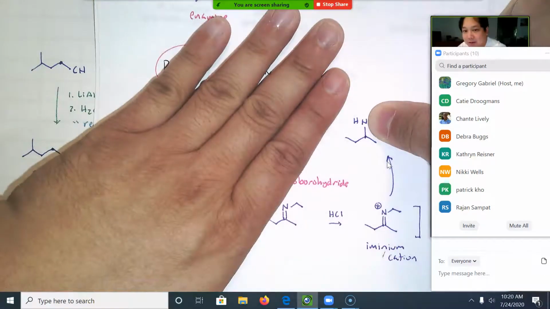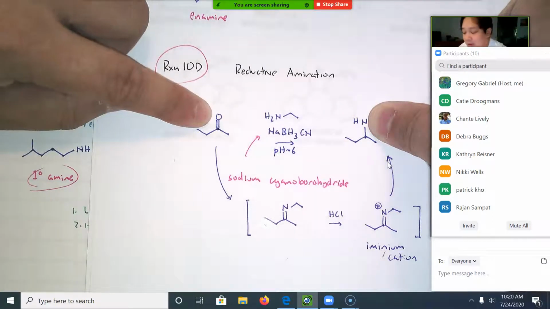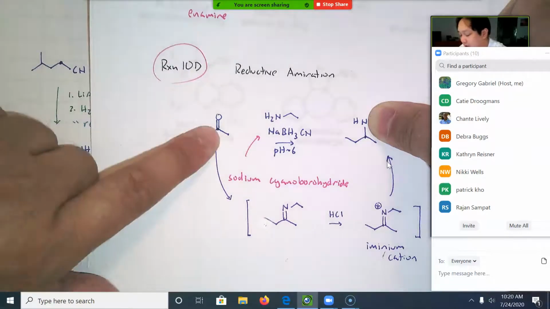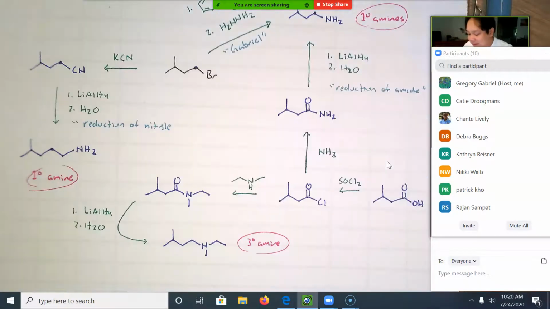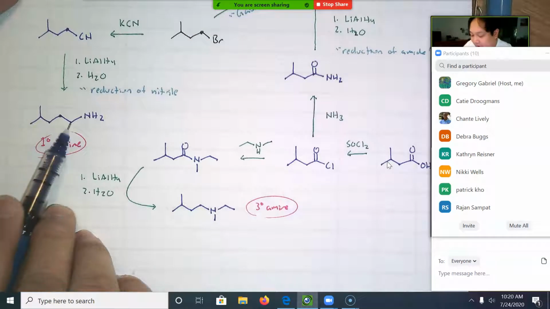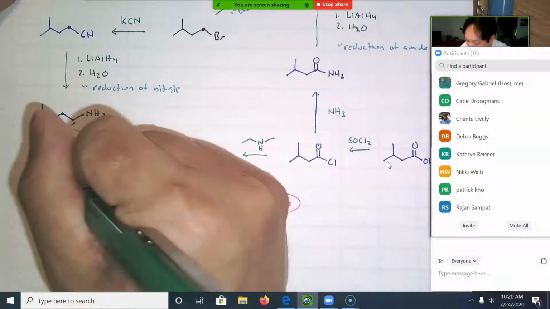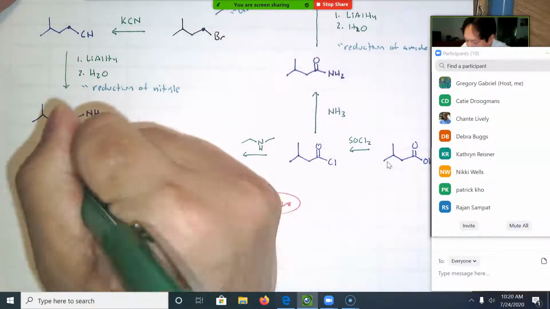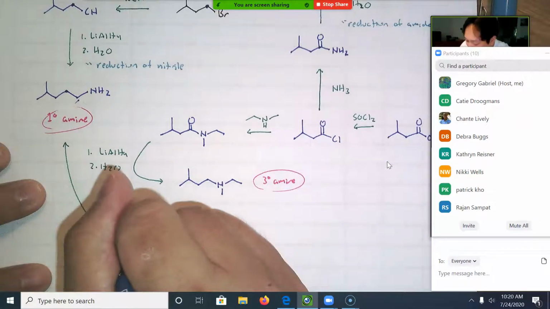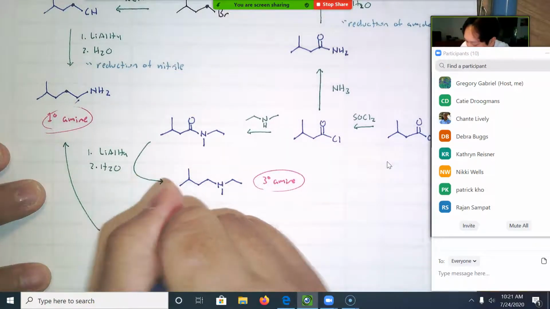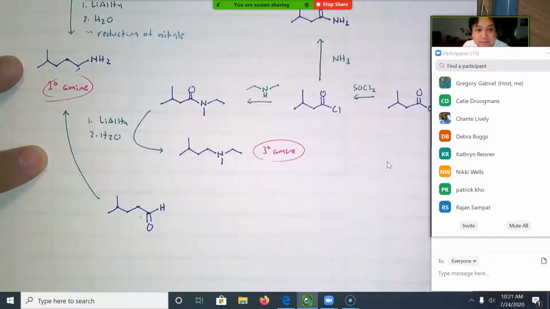If I want to make this amine, I noticed that the nitrogen was right where the oxygen was. So the shortcut is I just have to make a carbonyl group at the dot. The dot in this case is right here now. Make the carbonyl group here. So that's the key. To make this primary amine via reductive amination, I need an aldehyde in this case. See how I got that?